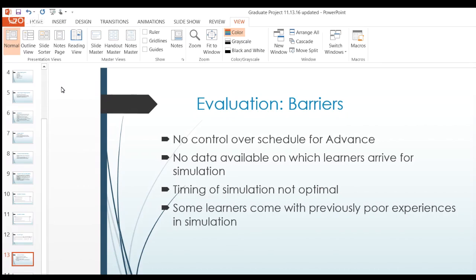And when we look at the previously poor experience in simulation, this is actually something that does come out during the orientation process. There is a process for advanced where the learners will come in, and this is without any hands-on simulation, to just get a feel for the layout of the simulation center. They get a tour of the simulation center, what room they're going to have their future simulations located in, and they're also able to openly speak about any previous experience that they've had with simulation.